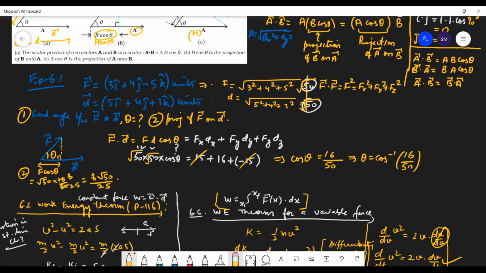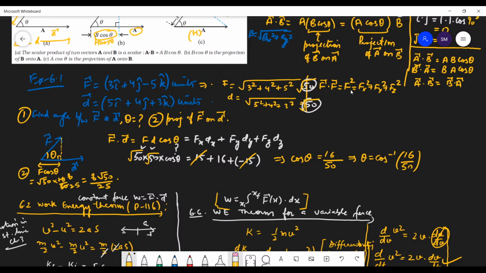So F dot d, we have written as F d cos theta, that is equal to Fx dx plus Fy dy plus Fz dz, because I dot I will be 1 and I dot j, I dot k will be 0. So out of 9 terms, only 3 terms are left, and we just put the values. So Fx dx is 15, Fy dy is 4 for the 16, and Fz dz is minus 5 into 3, minus 15. And then we wrote the value of the magnitude of F and the magnitude of d, and then found them.